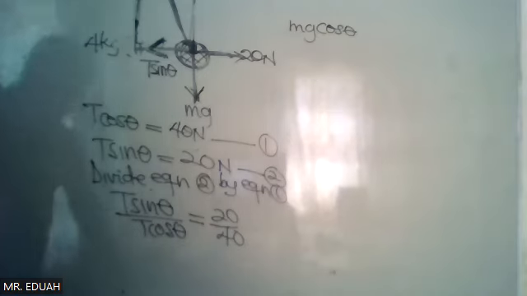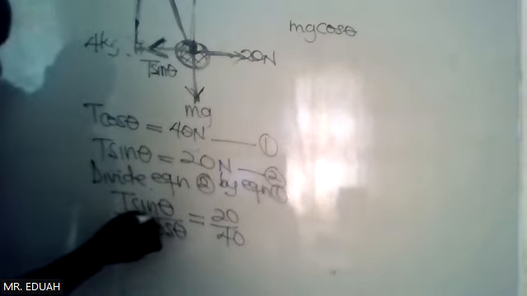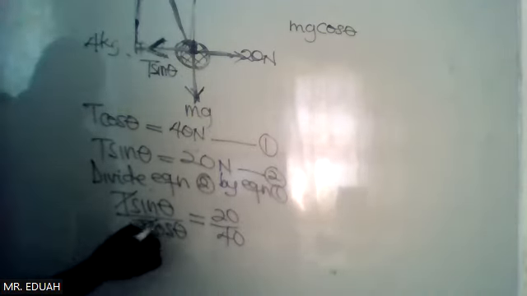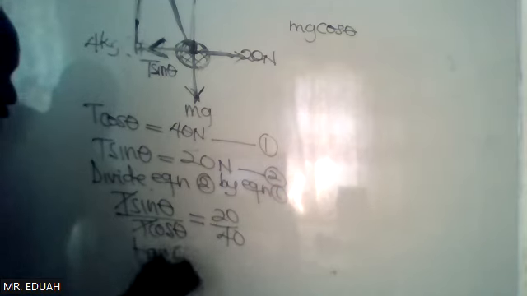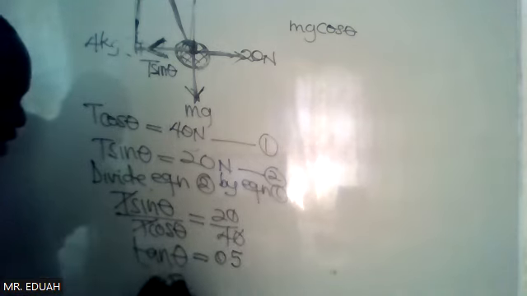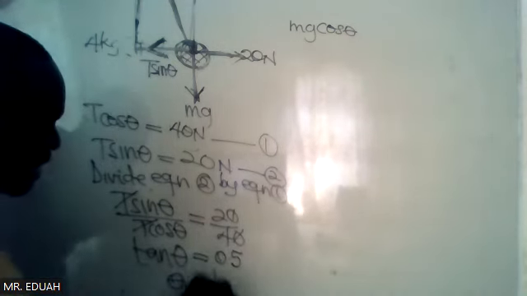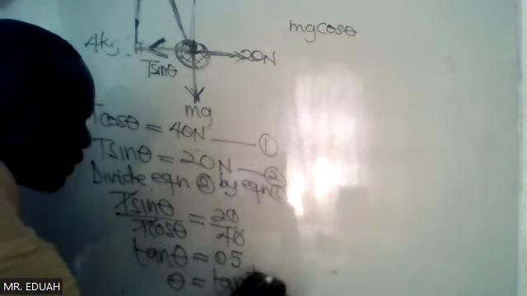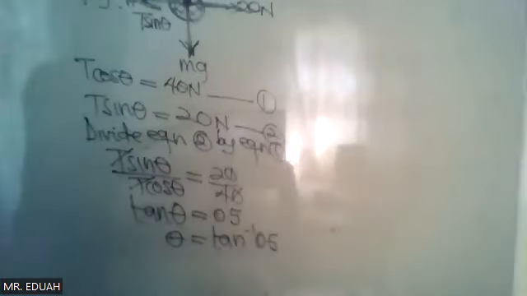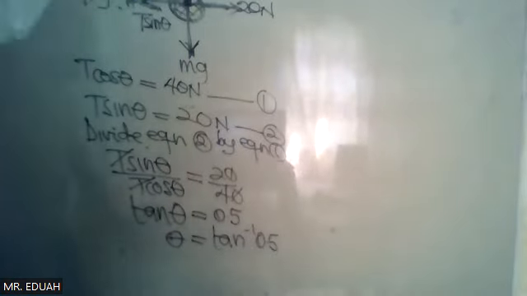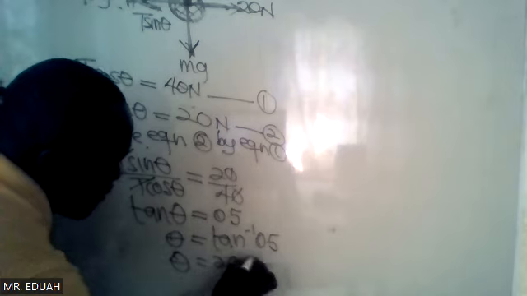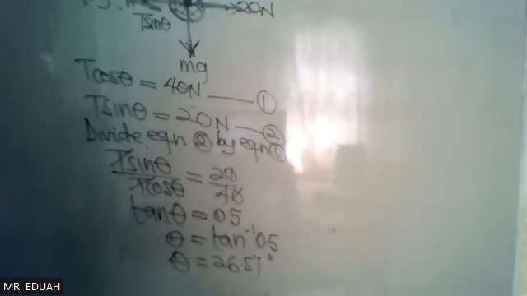Is that okay? So we have sine theta over cos theta giving us tan theta is equal to half, 0.5. Let's take the tan inverse of 0.5. What's the tan inverse of 0.5? 26.57. So theta is 26.57 degrees. That is the angle of tilt.